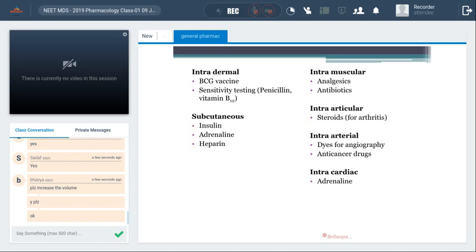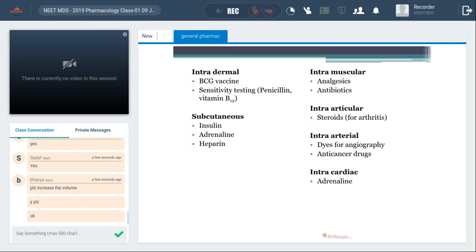If at all I have to do an angiogram, so I want to visualize the blood vessels, I inject dye into the artery, which means it's much deeper. Arteries are located very deep. Veins are very superficial. I keep palpating for the pulse of that particular artery, and then I inject. It's a very, very difficult technique. Or for anti-cancer drugs, I use this route, intra-arterial.